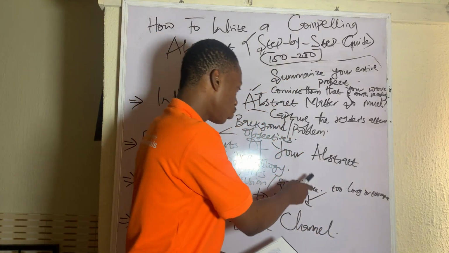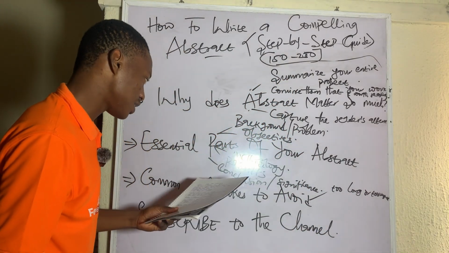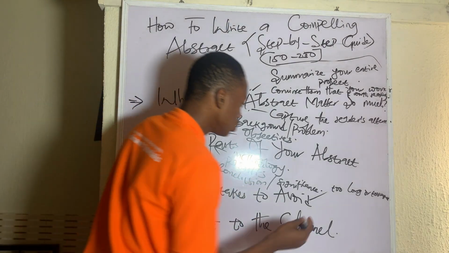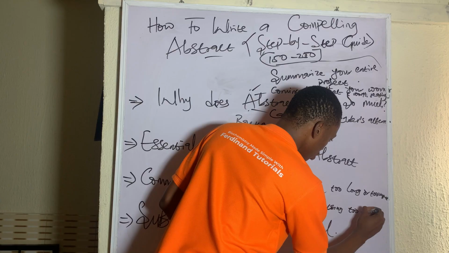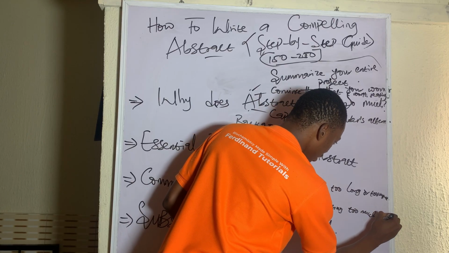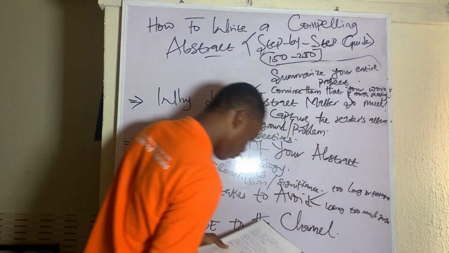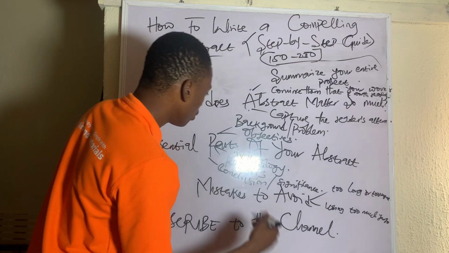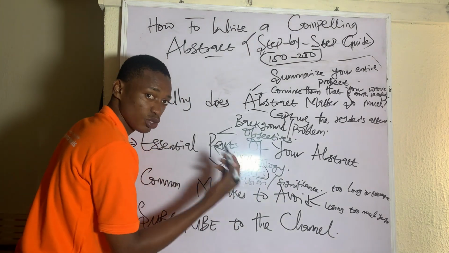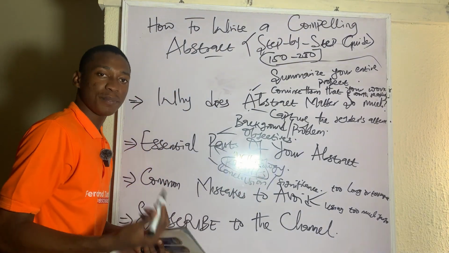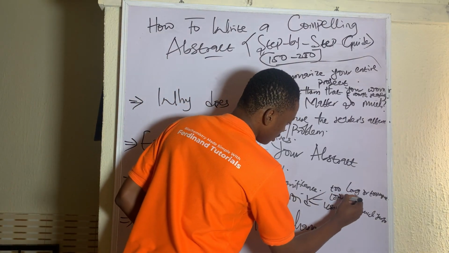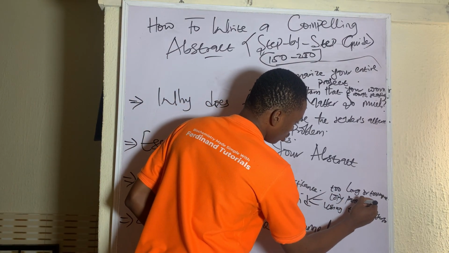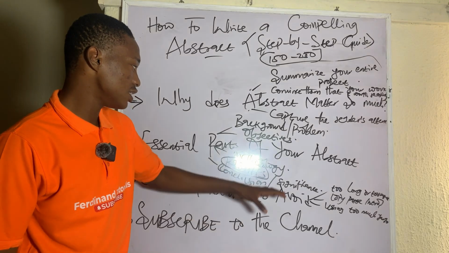So the first mistake is writing an abstract that is too long or too vague. Next, using too much jargon, as I have in my book. Also, forgetting the resource section. Most people don't put this resource section, so do not forget it. And also, copy and pasting your introduction. Don't do that. So I want you to avoid these mistakes.